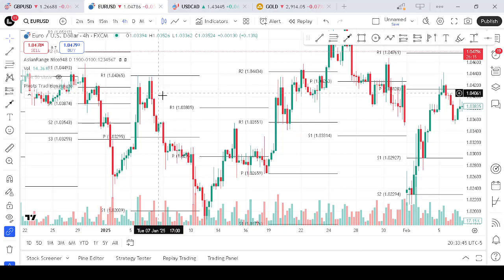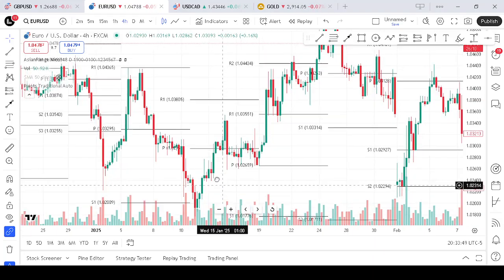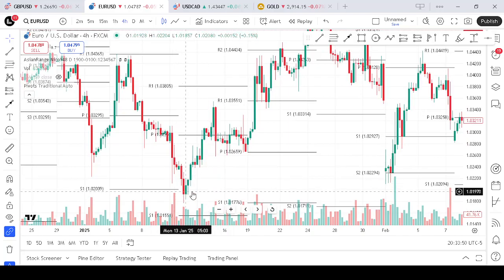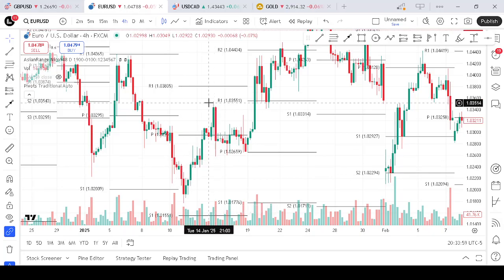And if it hits the S1 and rebounds, this could signal a potential buying opportunity. As you can see here, it hits this area and it's showing us potential buying opportunities.